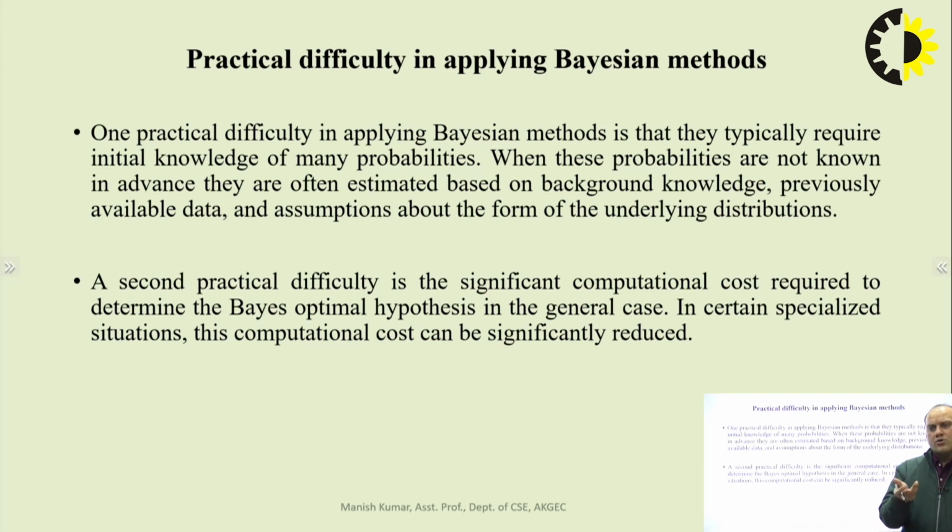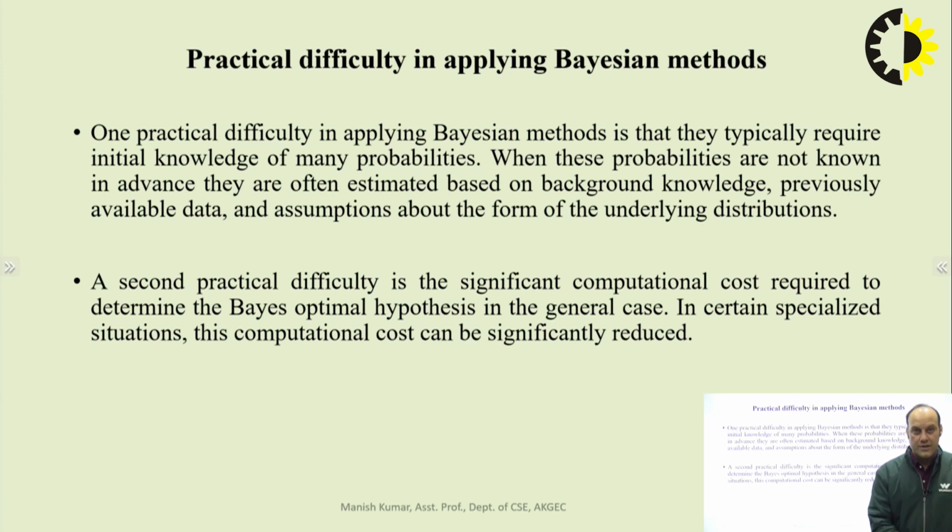According to the previously available data and assumptions about the form of underlying distributions. So this is the practical difficulty we face. The second practical difficulty is that a significant computational cost is required to determine the Bayes optimal hypothesis in the general case. In certain specialized situations, this computational cost can be significantly reduced.